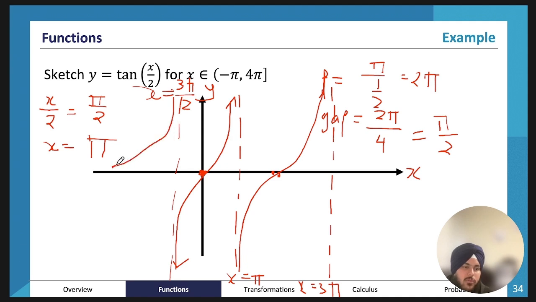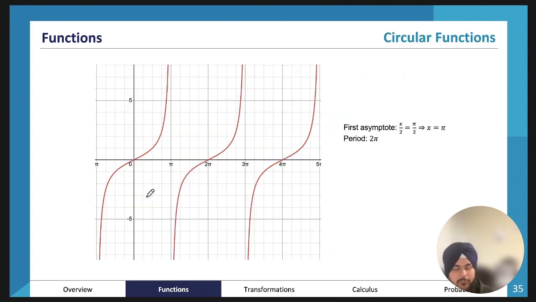The other one that I drew would have been if the asymptote was at negative 3 pi on 2 to 4 pi. But if it isn't, just do negative pi, and so on and so forth. So here is what the graph might look like. Again, like I said, amplitude is not important. What is important is the first asymptote, the period, potentially the y-intercept as well.